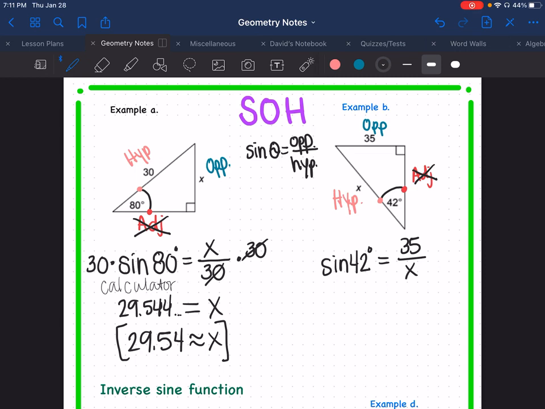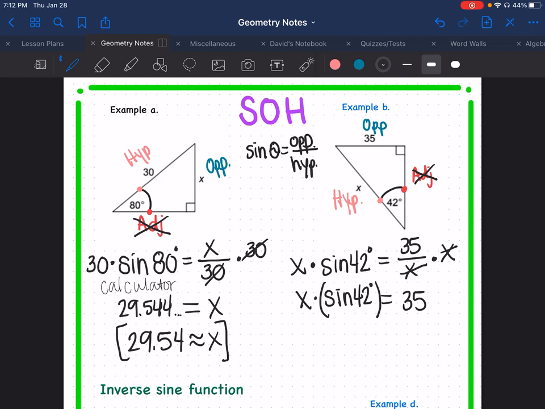Now, in this case, the number and the x value have switched. So I'm going to solve this the same way. I am going to go ahead and multiply this side by x, and I'm going to multiply this side by x. These x's would cancel out, and over here on the right side, I'm left with 35. On the other side, I have x times the sine of 42 degrees. Is x alone? No. What's bothering the x? Well, actually, all of this is bothering the x.